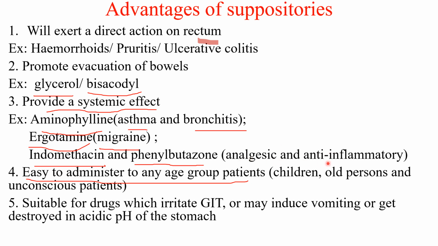And when you have some pain, when you require some analgesic effect, antipyretic effect, anti-inflammatory effect, where you want to relieve the pain as well as pain in the stomach or inflammation, you can use indomethacin and phenylbutazone. It is very easy to administer to all age groups. And it is also suitable for drugs which irritate the GIT, or which induce vomiting, or which get destroyed in the acidic pH of the stomach.